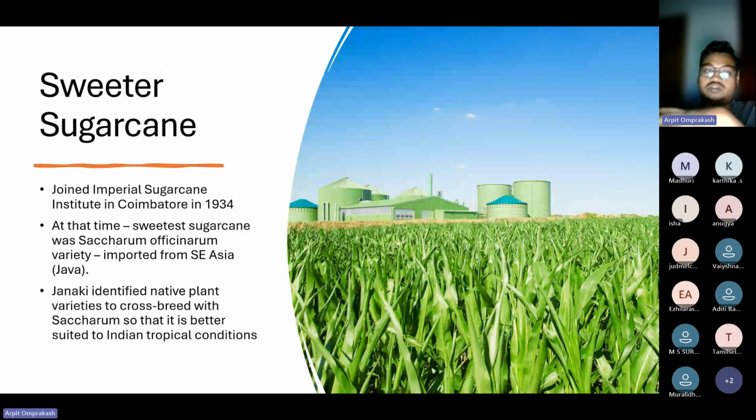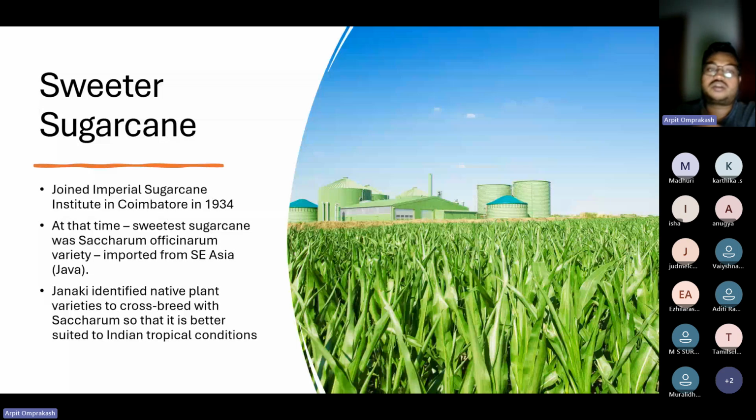So when she joined this Imperial Sugarcane Institute in Coimbatore in 1934, at that time the sweetest sugarcane that we were using in India was the Saccharum officinarum variety, which was imported from Southeast Asia from countries like Java. So Janaki identified a native plant variety to crossbreed with Saccharum so that it is better suited to Indian tropical conditions so that we can grow that sugarcane here.